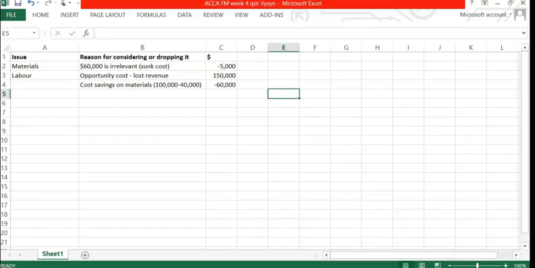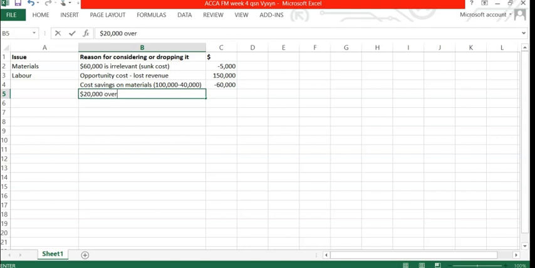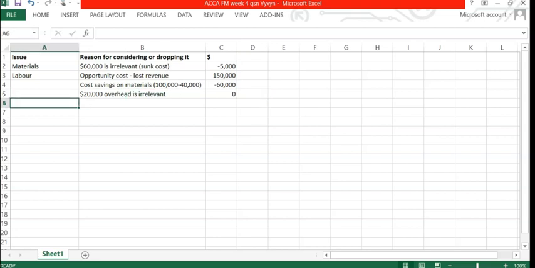You just have to tell your examiner $20,000 overhead is irrelevant. You put a 0. Let's move on now to the other item.